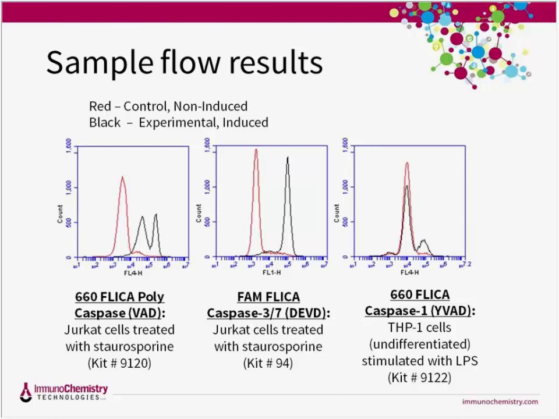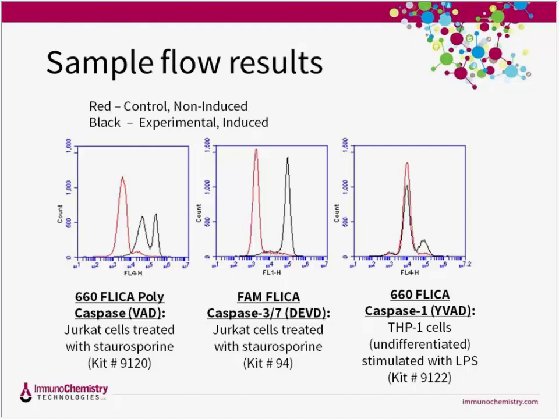In this first panel, the Jurkat cells were treated with staurosporin to induce apoptosis, and then they were stained with our far red polycaspase reagent, 660 VAD-FMK. We can see a clear shift along FL4 in the treated population. This panel also highlights the sensitivity of FLICA. As we just discussed, here we see a nice example of that bimodal two-peak curve within the positive population. These two peaks represent the early apoptotic and then the brighter later stage apoptotic cells with even more caspase activity within the sample.